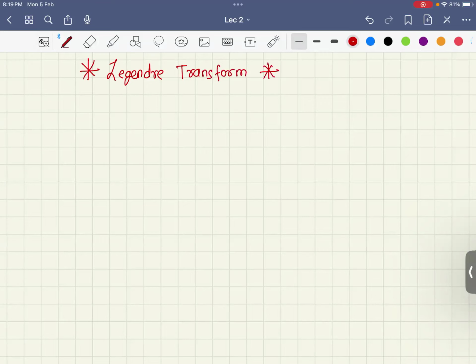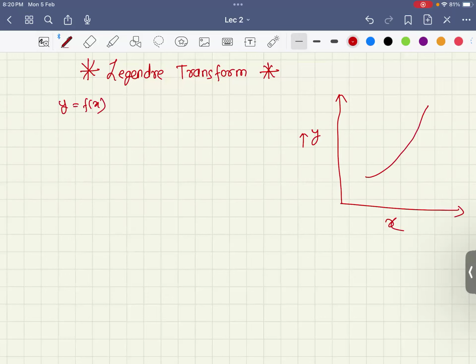Now, what is the Legendre transform? Let us assume that you have some function like this. This is y, this is x, and the function is of the form y equals f of x. We can draw this function like this, right? For example, y equals ax squared, or y equals 9x squared.